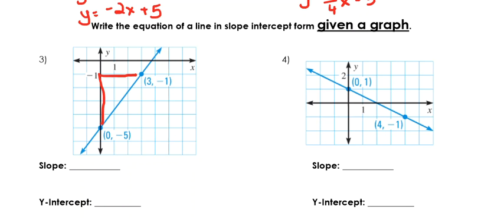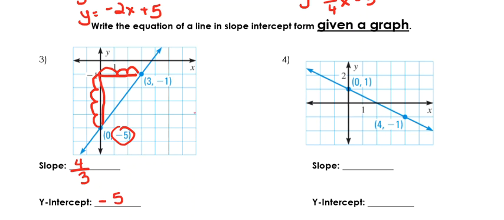So going up and down, you are going up 1, 2, 3, 4 spots. There's going to be 4 over. And then you're going to do 1, 2, 3 spots. It's 4/3. And just check to see if your sign matches the graph. This is going in the positive direction, so this is a positive slope. And what is your y-intercept? It's where it's crossing the y-axis. And in this, it's crossing the y-axis at (0, -5). And the value for b comes from the y value, so it's going to be -5.